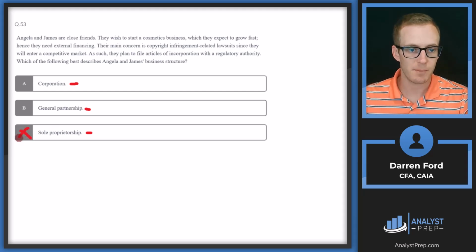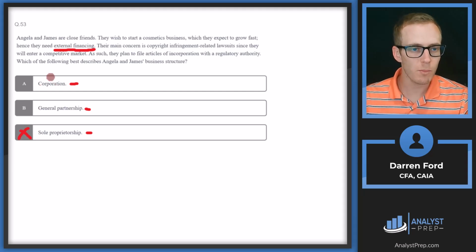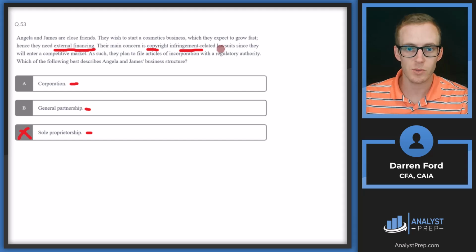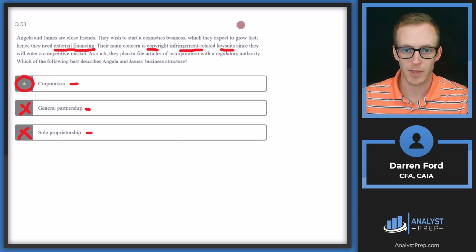Well, they can't have a sole proprietorship since there's going to be two of them. A sole proprietorship would be one person, and you're not really going to be able to raise capital as a sole proprietorship. So that's going to take that off the table. General partnership, we would be able to raise capital from limited partners or passive investors. But the problem here is they're worried about copyright infringement and lawsuits. General partnerships do not provide the liability protection that a corporation does. So that's going to lead us to A, corporation as our best answer, given the need for external financing, they think they're going to grow fast, and the lawsuit or liability issues.